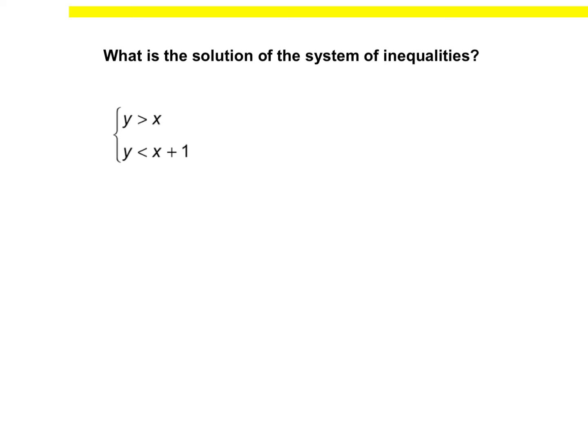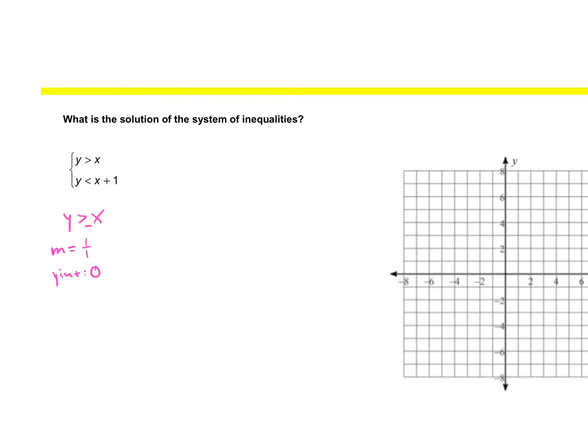So do I have slope-intercept form already? Yep. So y is greater than x. What's my slope? 1, because slope is your number in front of the x, so that's just 1 over 1. And what's my y-intercept? 0, because I'm not adding anything after.